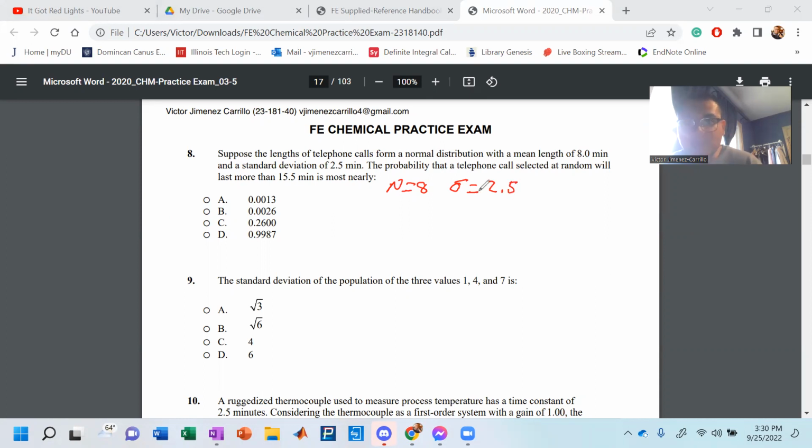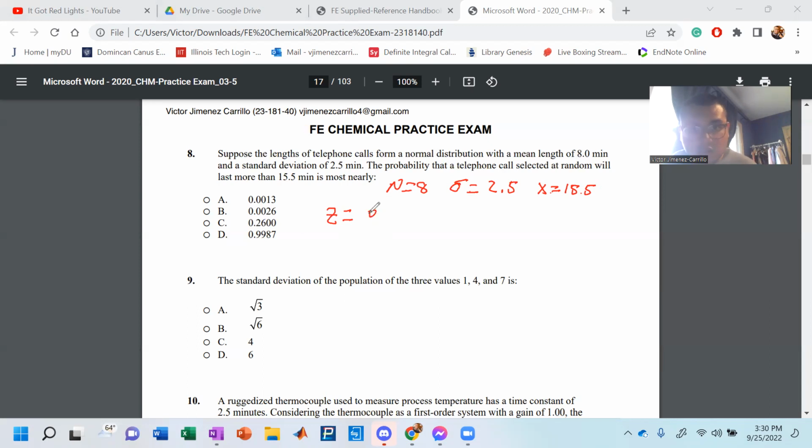And then it says the probability that a phone call selected at random will last more than 15.5 minutes is most nearly one of these options. So in this case, we're going to define 15.5 as x. And we'll get to the reasoning for it in a sec. So you have 8, 2.5, 15.5. And we need to calculate a z. Now, this z is kind of like a standardization, so we can use the normal distribution table. Because as is, we have nothing to use that table. We need a way to get to that table. And how do we get the z?